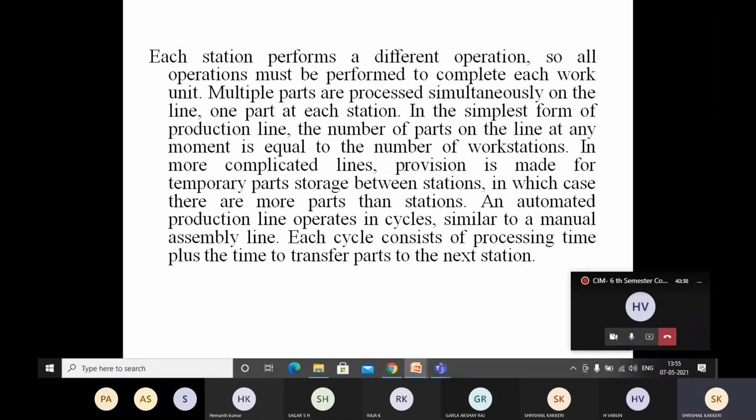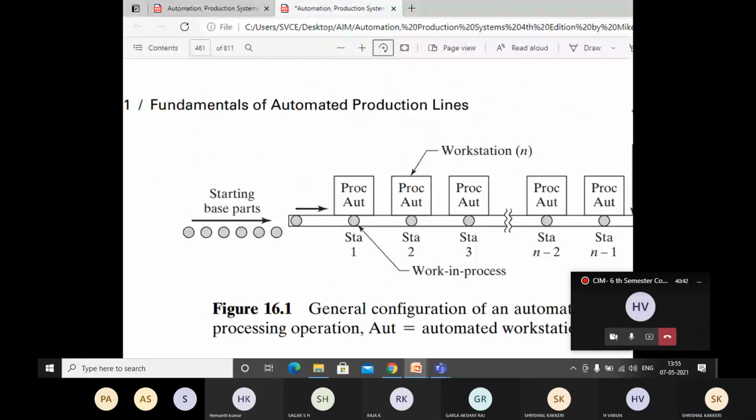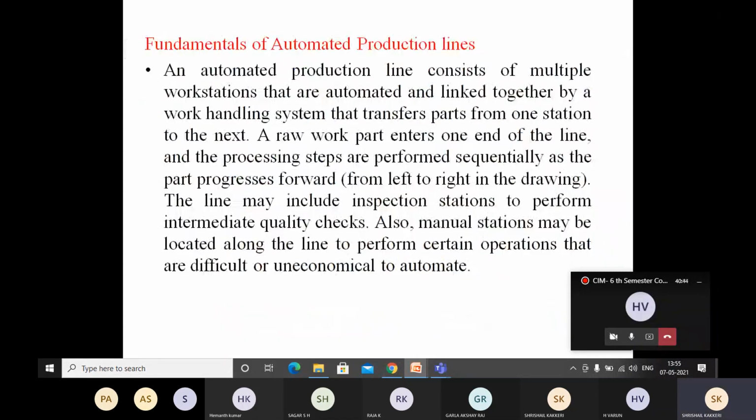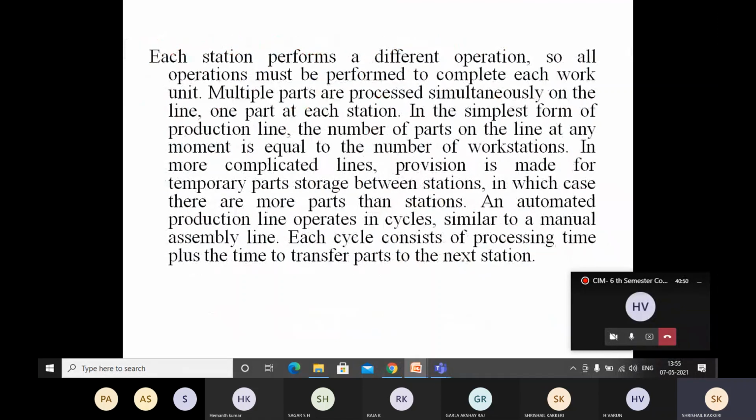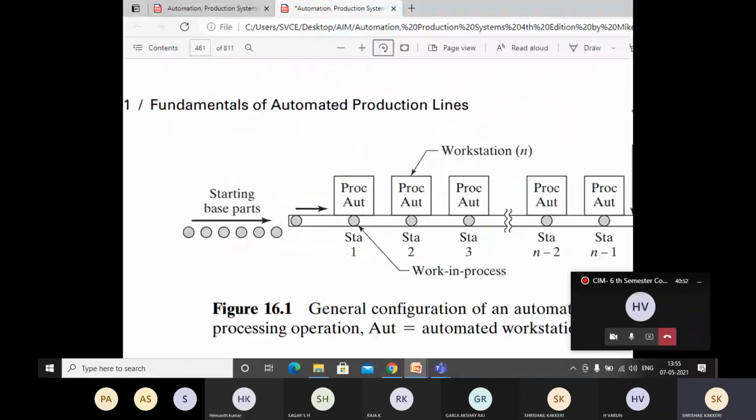What are the fundamentals of automated flow lines? I'll be taking a simple example of this. It is one single flow line, not a workstation. There may be parallel workstations. Two or more workstations will be working together.